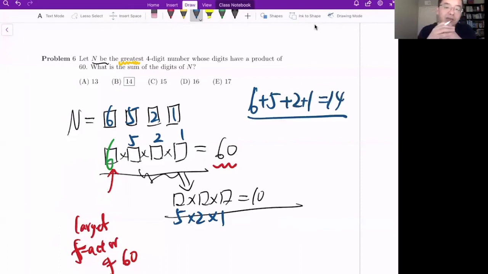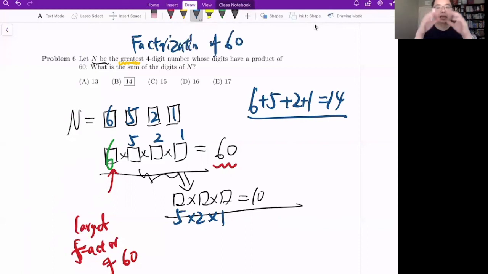So this problem is basically factorization, right? It's factorization of 60, but in a way so that if we combine into a 4-digit number, we want it to be as large as possible. Of course, there are many different ways to factorize 60 into 4 numbers, but here the point is I just want it to be as large as I can, right? So that's why I put the first digit, the 1000 digit, to be 6. All right.